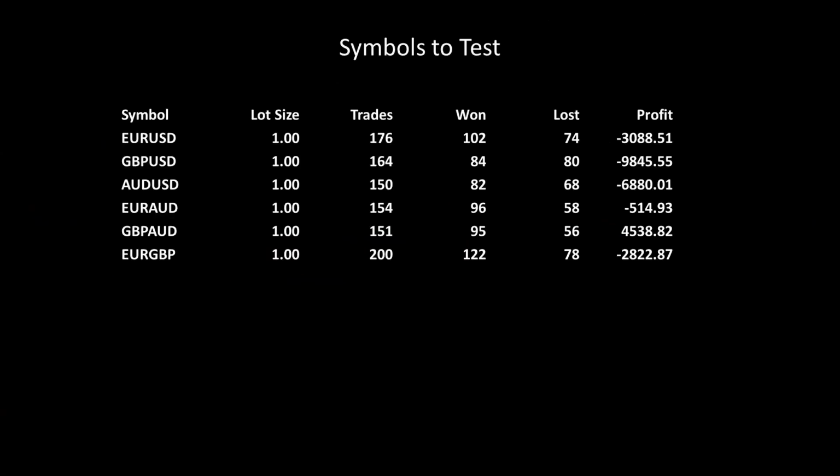So here are the results for that 12-month run, and generally the profits are not good. The win-loss ratio is still positive in all cases. I've always got more wins than losses, but the actual value of the profit is often negative. The one difference is the pound Aussie profit.